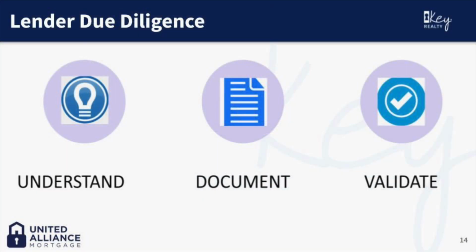So next we're going to talk about lender due diligence. What is lender due diligence? Lender due diligence I categorize into 3 steps. Understand, document, and validate. Understand means that we've asked the customer all of the questions. We've completed the application. But when we're completing that application, sometimes there are situations or circumstances that require that we dig a little bit deeper.